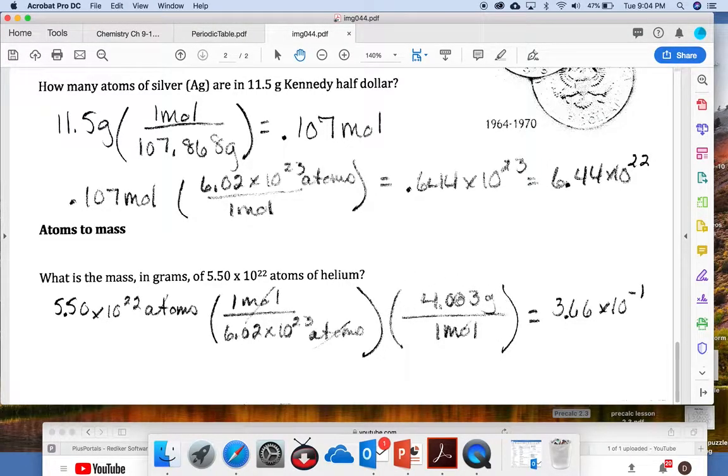Now I simply have to multiply 5.5 times 4.003 divided by 6.02, and I get 3.66. 10 to the 22nd divided by 10 to the 23rd is 10 to the negative first. Or you could have written this as 0.366. So there's 2 different ways to do this problem, and you may do it either way. You can do the double conversion, or you can do it all at once.